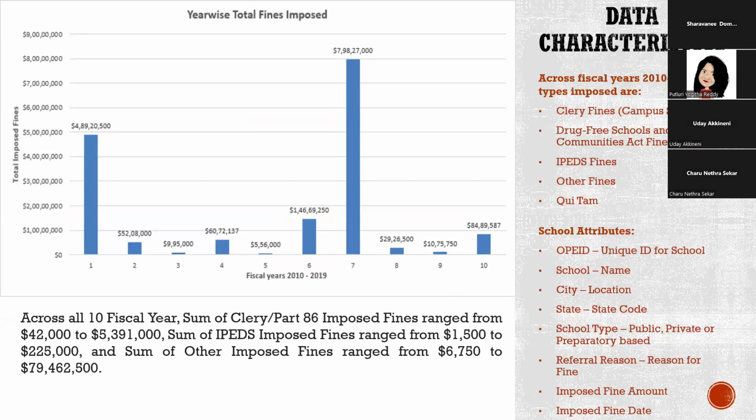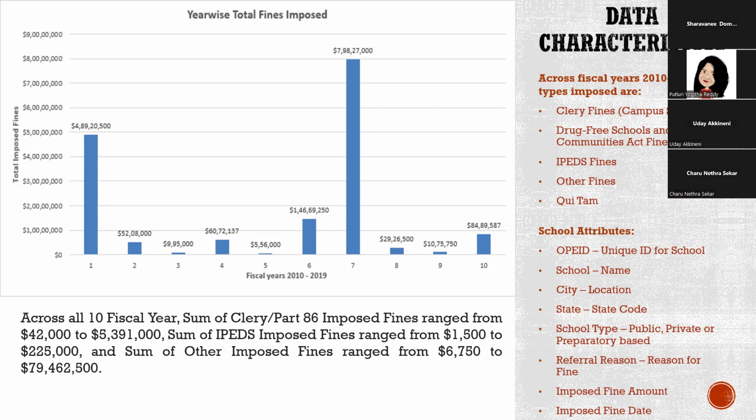Next slide, please. The dataset has 8 attributes, which include the fine types and the imposed fine amount. There are 6 fine types. Crime disclosure comes under the CLERY fines. Schools providing false claims come under QUITAM. IPEDS fines are schools that provide inaccurate data. Regulatory breaches come under other violations. This picture showcases the total fines imposed every year from 2010 to 2019.